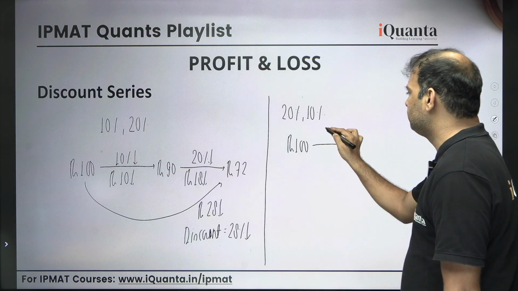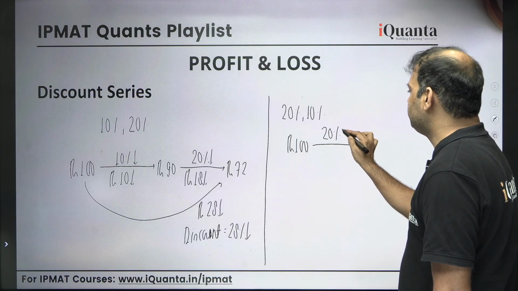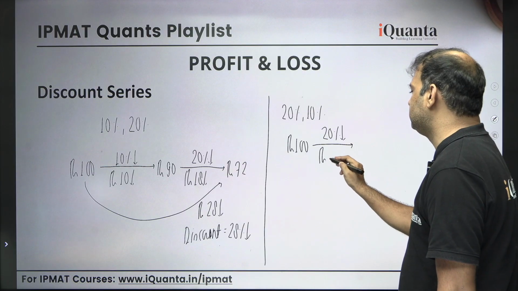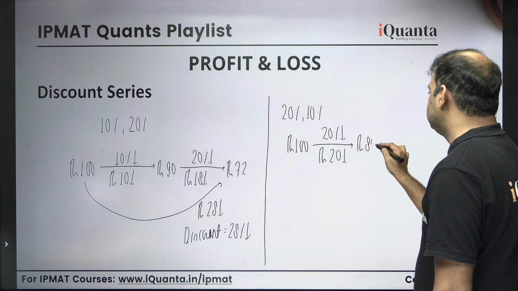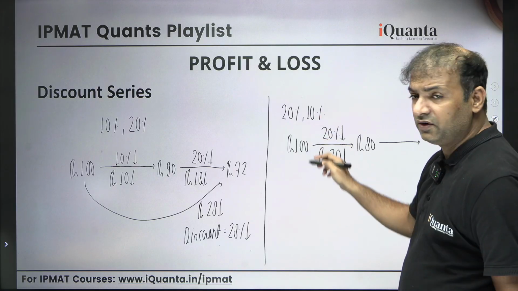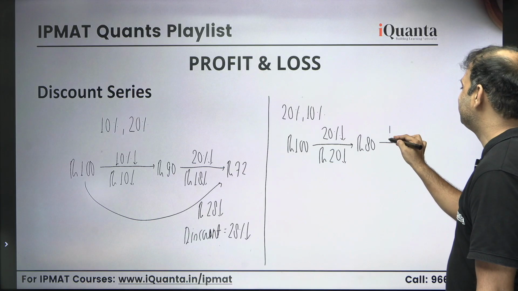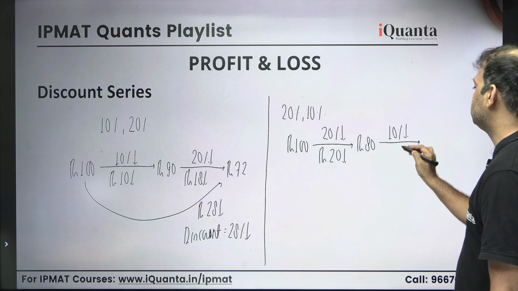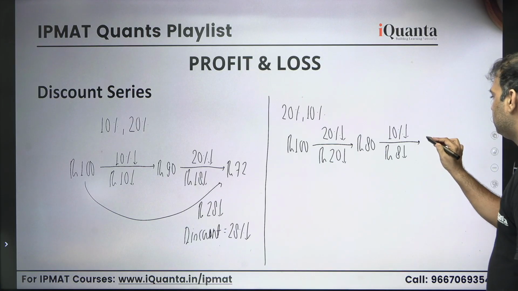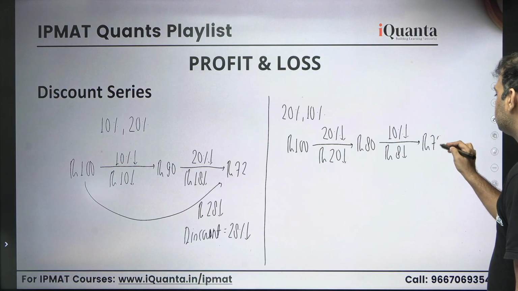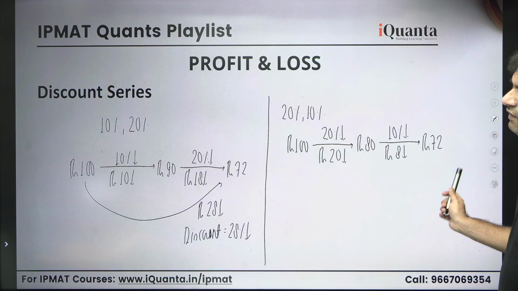First discount is given 20%, and 20% of 100 is rupees 20, so we shall get this as rupees 80. Now the second discount is 10% in the series. So 10% of 80 we can say is rupees 8. Now 8 is subtracted and we get the final selling price as rupees 72.